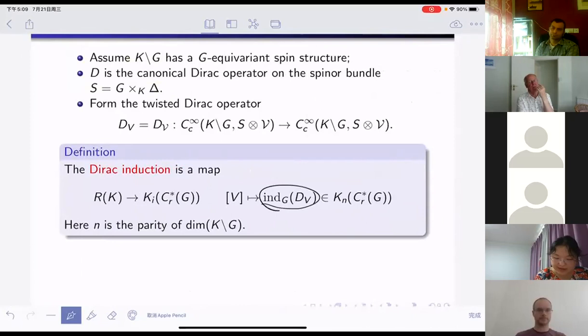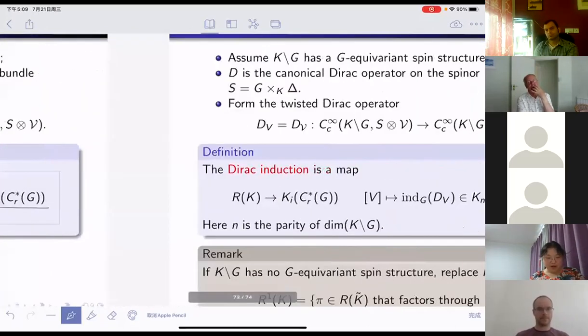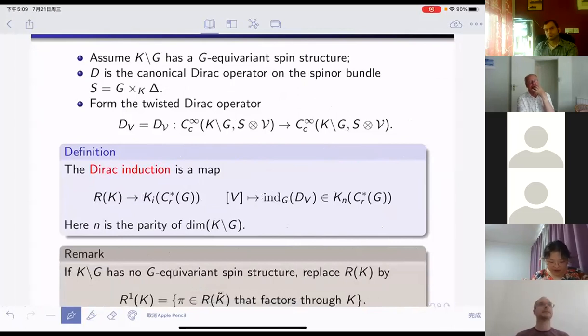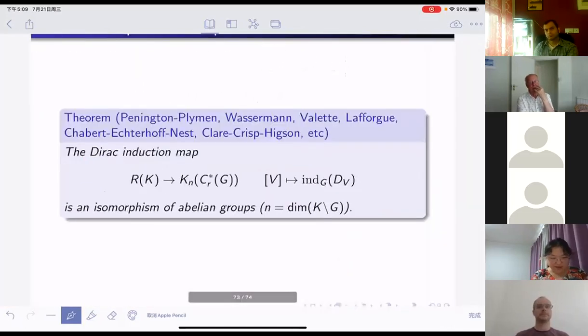One can define a K-theoretic index in the K-theory, and this map gives us a morphism from the representation ring of K to the K-theory of group C*-algebras, and that is known as the Dirac induction map. And the Connes-Kasparov conjecture states that the Dirac induction map is an isomorphism of abelian groups. I'm going to say more about this next time.